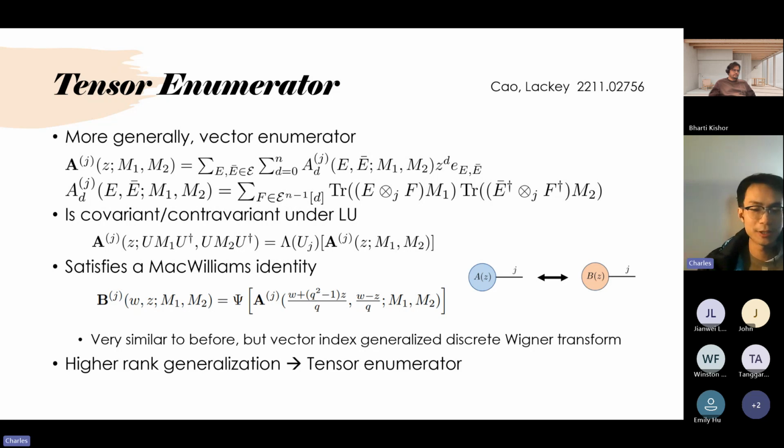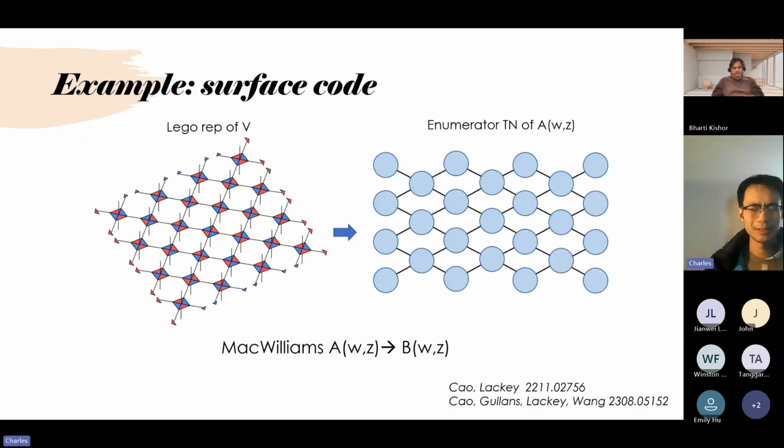And for the tensor enumerator, you just go to higher rank, and then you can define that. So, for example, here's a construction of the surface code in terms of those 512 Lego blocks that we've seen. Essentially, the strategy here is you compute the vector and tensor enumerators for each of these blocks, and then you glue them together.